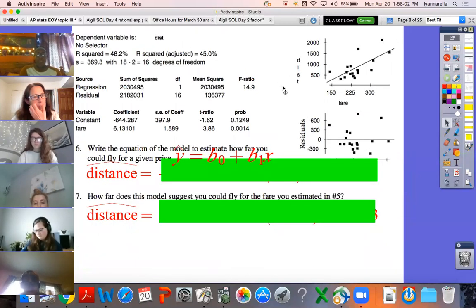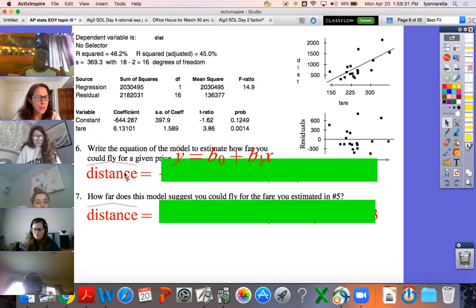Then what they did is they flipped it and they said, let's make the dependent variable distance, which is kind of totally crazy to me, but they said, can you do this? Yes, you can. And notice R squared doesn't change, nor will R, because we said if you change the axes, you still have the same association between the variables. It's just flipped. There's no difference in the numbers for R squared and R. But now the new equation is going to be distance hat, because distance is dependent, equals negative 644.287 plus 6.13 times fare.